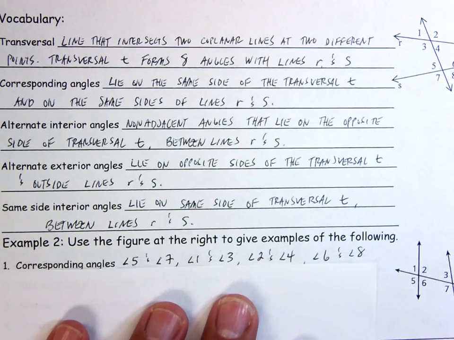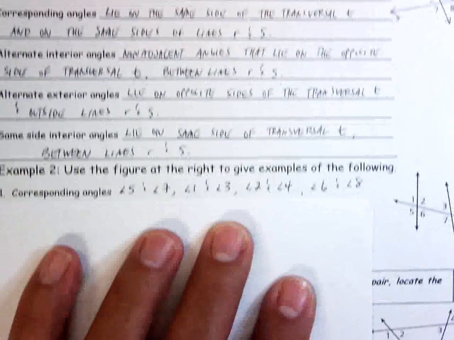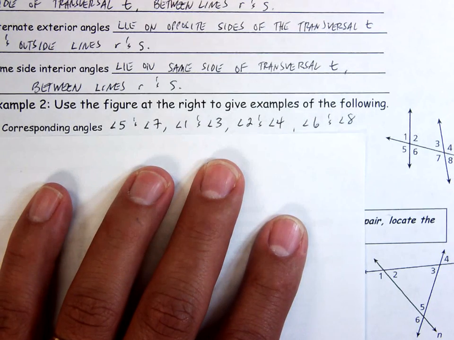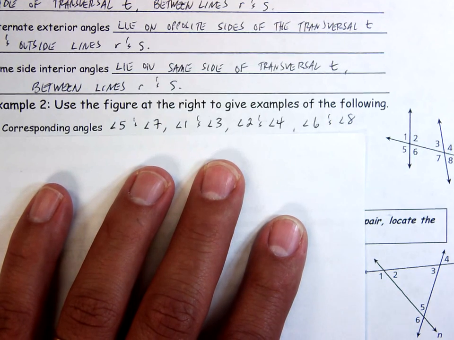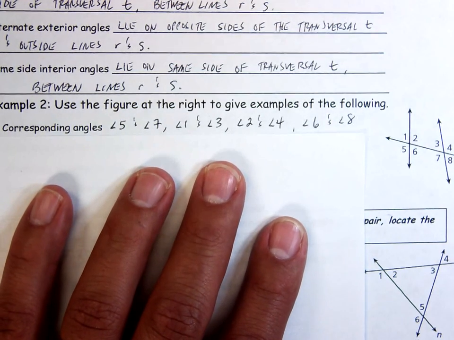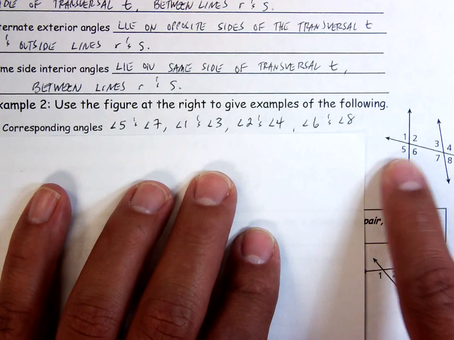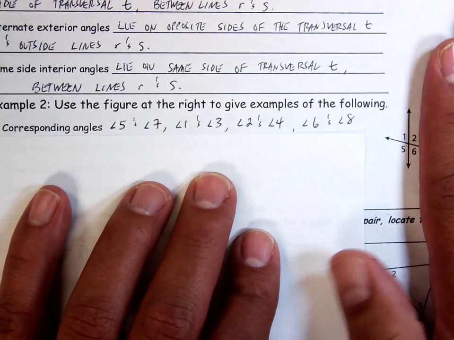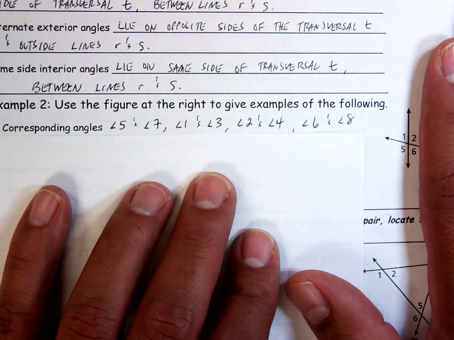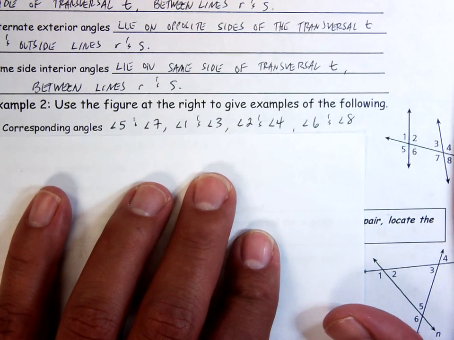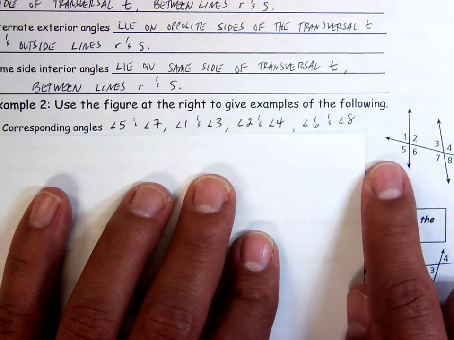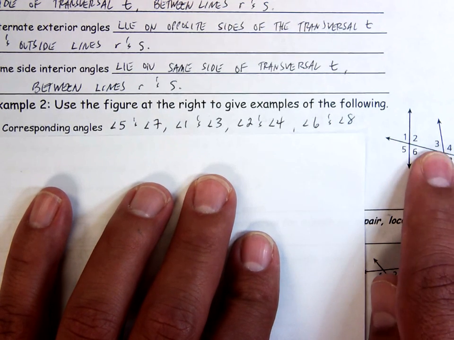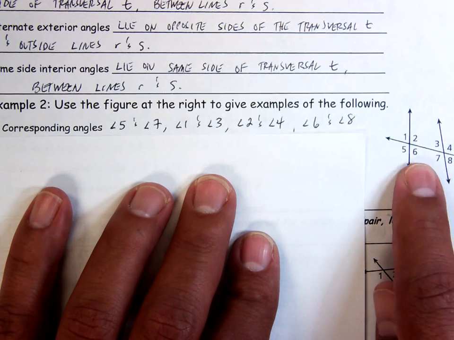First one says, corresponding angles. And again, if I'm going too fast, pause it. You can always copy it down as I'm going. It says, give examples of the following corresponding angles. Angle 5 and angle 7, again, they're at the same place. There's angle 5. It's in the bottom left-hand corner. Where's angle 7? Bottom left-hand corner. Angle 5 and angle 7 are at the same place at two different intersections. Those are called corresponding angles. Angle 1 and angle 3, angle 2 and angle 4, angle 6 and angle 8.